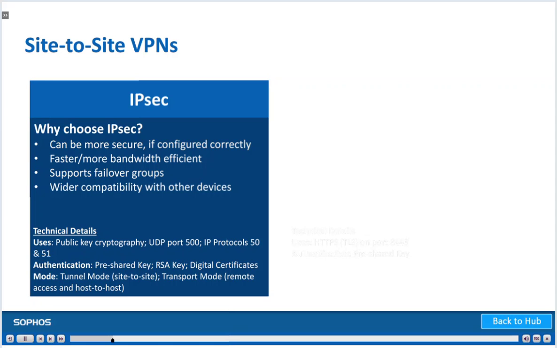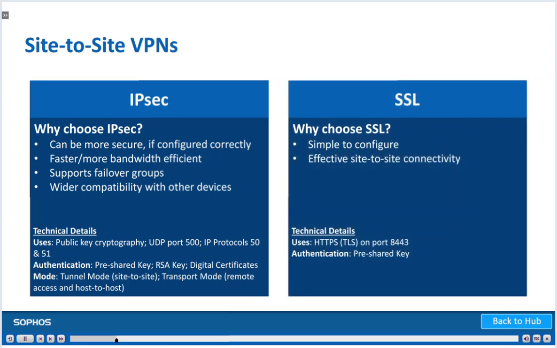IPsec also supports failover groups, so in scenarios where there are multiple internet links that can be used for routing the connection over alternate paths, it can provide redundancy. It is very common to use SSL VPNs for remote access, as they use HTTPS and usually work from almost anywhere. However, Sophos is one of the few vendors that implements SSL VPNs for site-to-site connectivity, but it provides a simple and effective way to configure secure access between sites.